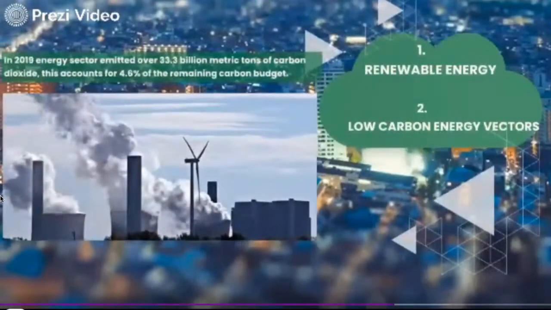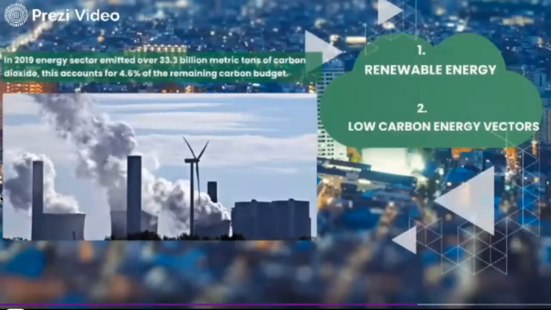Now, in the energy sector, we know that in 2019, the energy sector emitted over 33.3 billion metric tons of carbon dioxide. This accounts for 4.6% of the remaining carbon budget. Only in a year, we exhausted 4.6% of our carbon budget. So what happens if we keep going at this rate? The energy sector is a sector where we need to cut the carbon emissions.